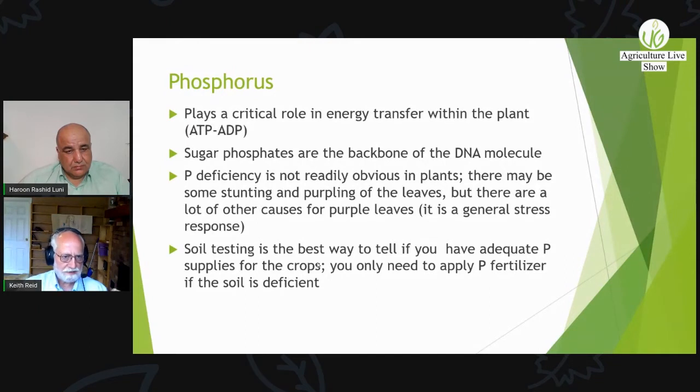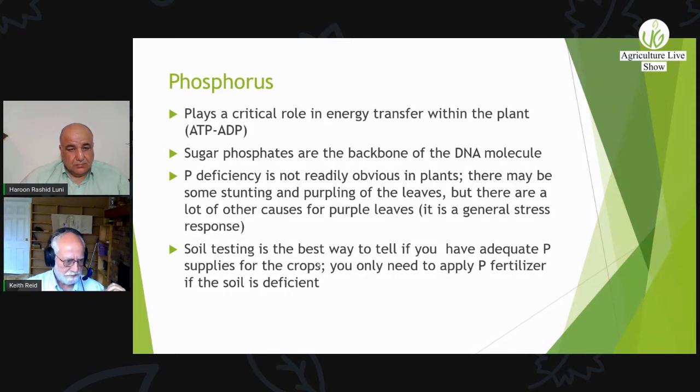Phosphorus, it's a critical part of the energy transfer within the plant. The ATP, ADP biochemistry, which is really at the organic chemistry level, what transfers energy from one part of the cell to the other. Also, sugar phosphates are the backbone of the DNA and the RNA molecule, so they're key for reproduction in plants.